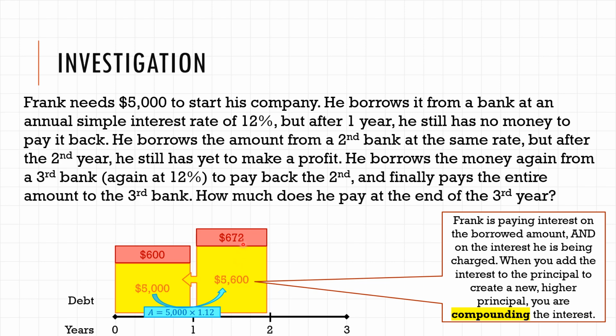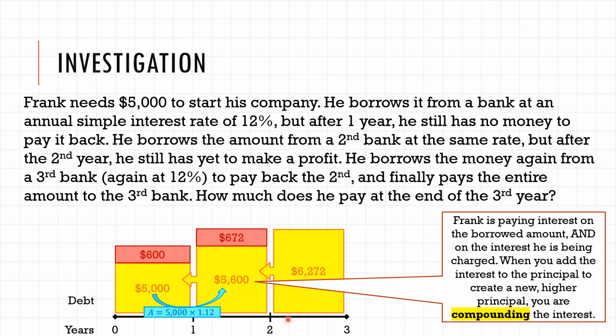And if I want to find out what is his total amount that he has to pay back to these guys, what I can do is take 5,600 and the same thing, I can multiply it by 1.12 to get $6,272. Now this is the amount that he borrowed from the third bank to pay back the second bank. And Frank's problems are just getting bigger and bigger, right? He doesn't just have to pay back the initial amount he borrowed, 5,000. Now he's got to pay back over 6,000.